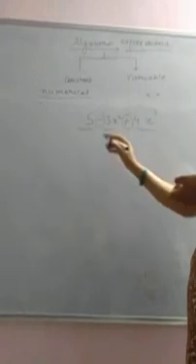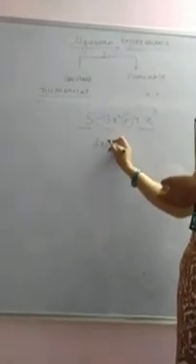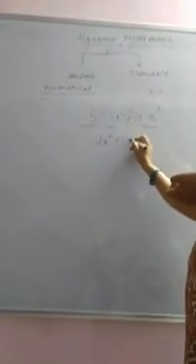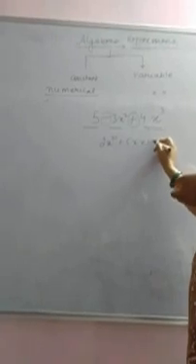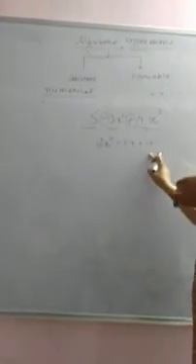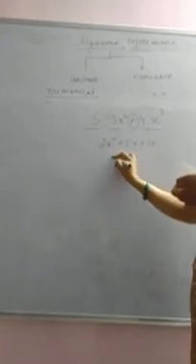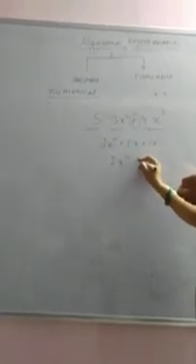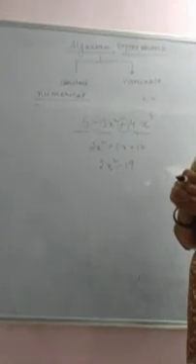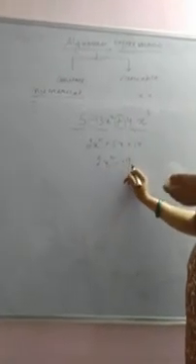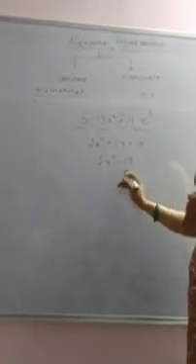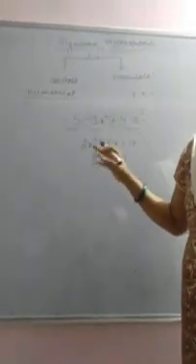Okay? 2x square plus 5x plus 70. How many terms? 3 terms. Okay? 2x square minus 90. How many terms? 2 terms. Is that okay? So we are having this.